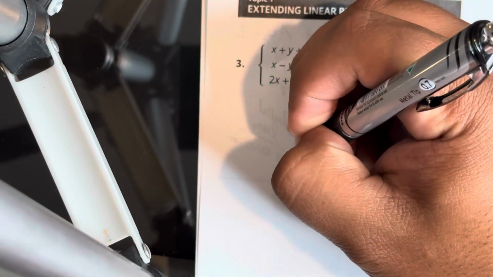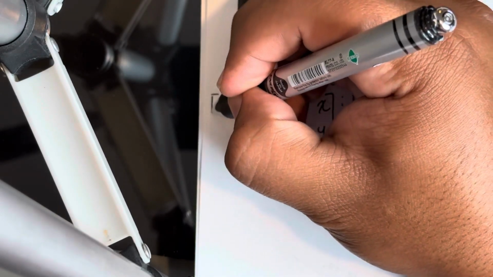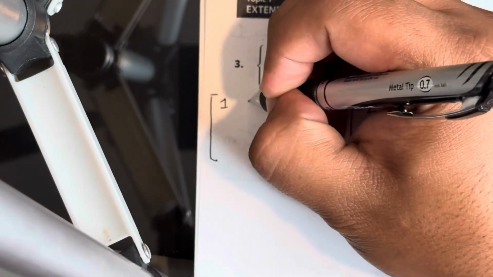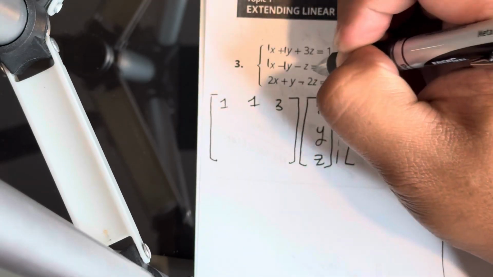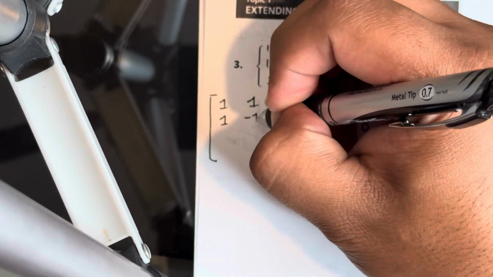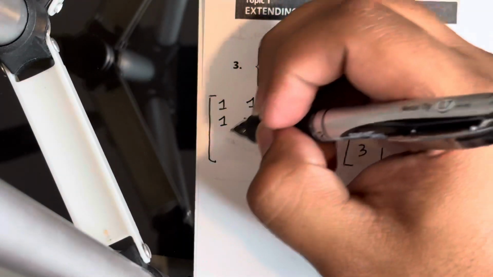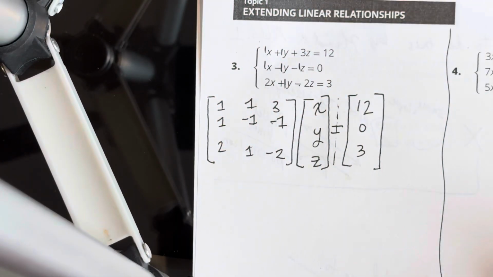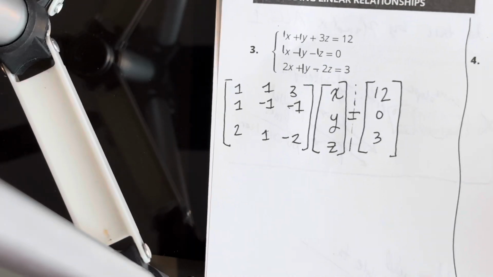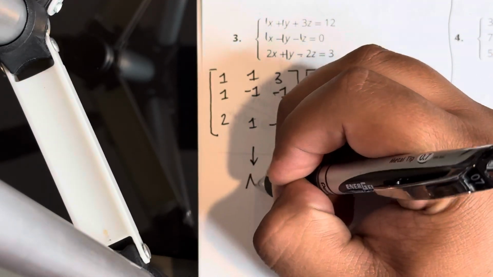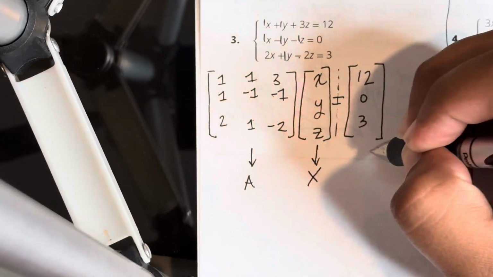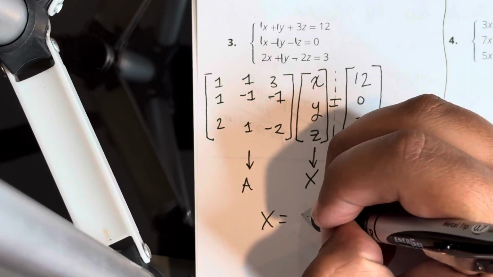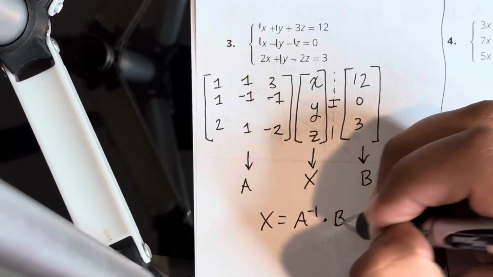And then a nice big matrix because we have a 3 by 3. Ones everywhere. 1, 1, 3. 1, negative 1, negative 1. 2, 1, negative 2. And now we're going to do the same process like we did in the first one. We're going to call this A, we're going to call this X, and we're going to call this B. From the previous page, in order to find X, we're doing the inverse of A times B.